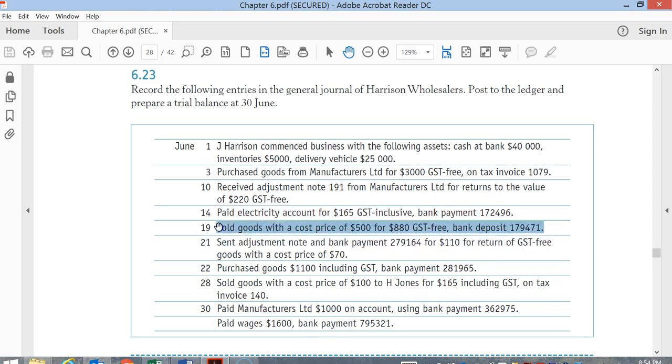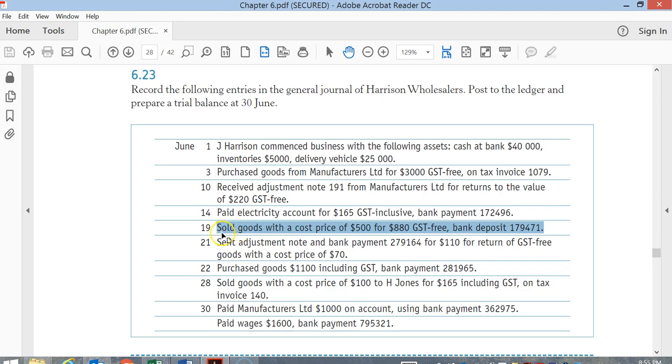Now we've sold some goods. If we recall from the last couple of lessons, if we've sold some inventories under the perpetual inventory system, we have two journal entries. First, we account for the sale of the goods, then we account for the transfer of those sold inventories at cost price out of our inventories and into cost of goods sold.